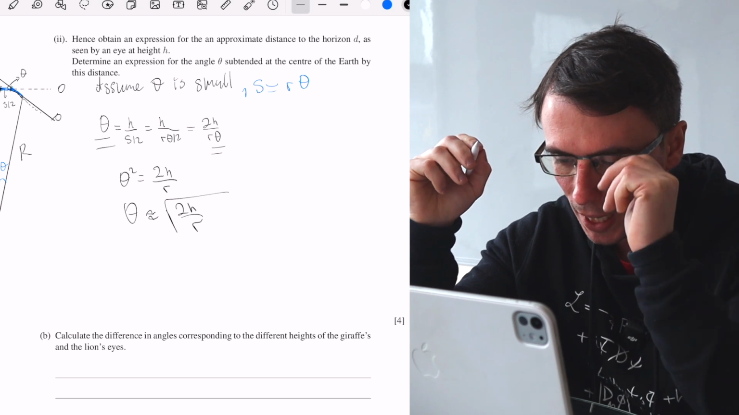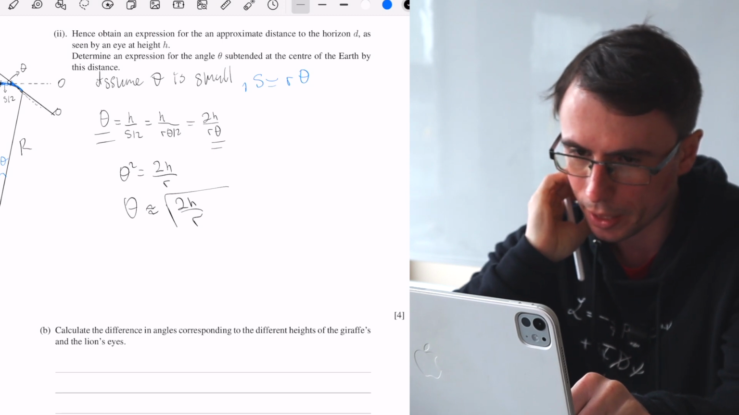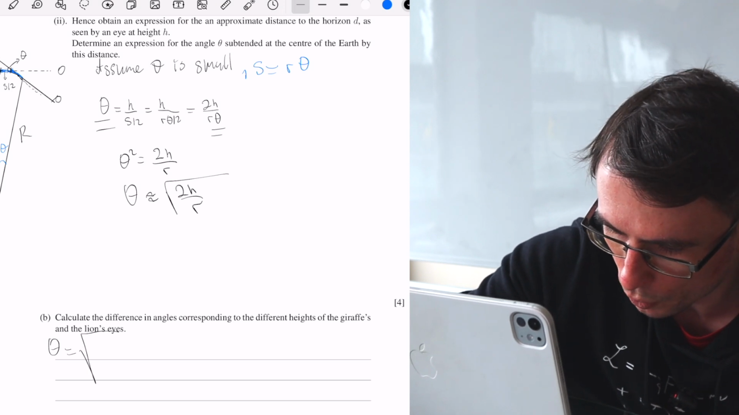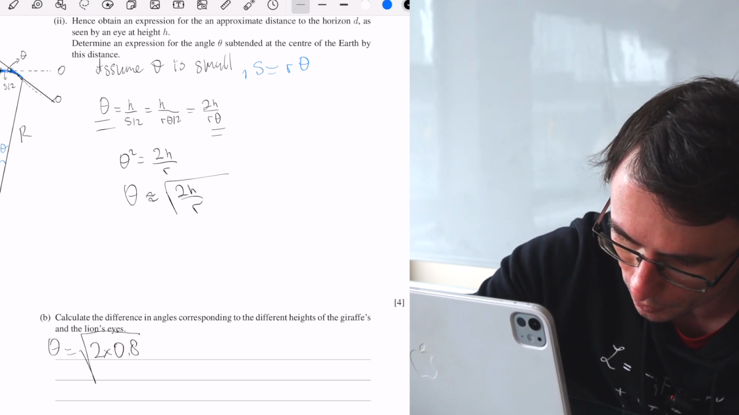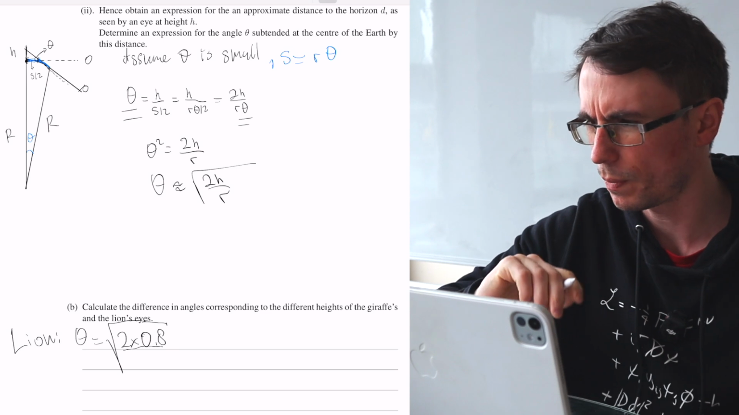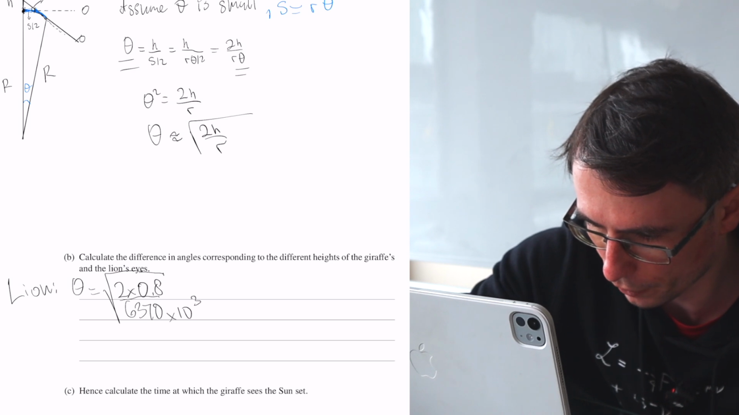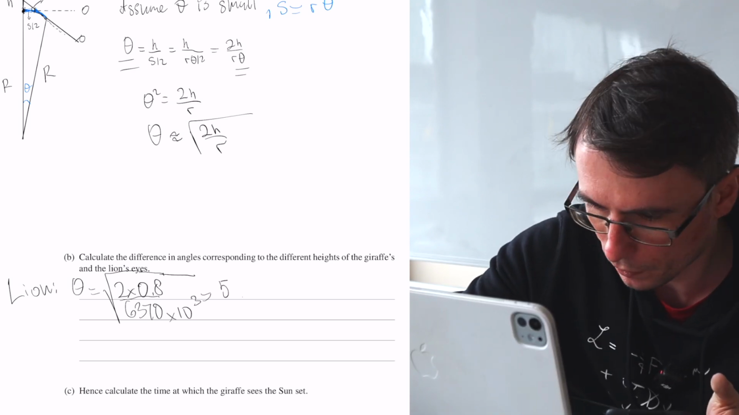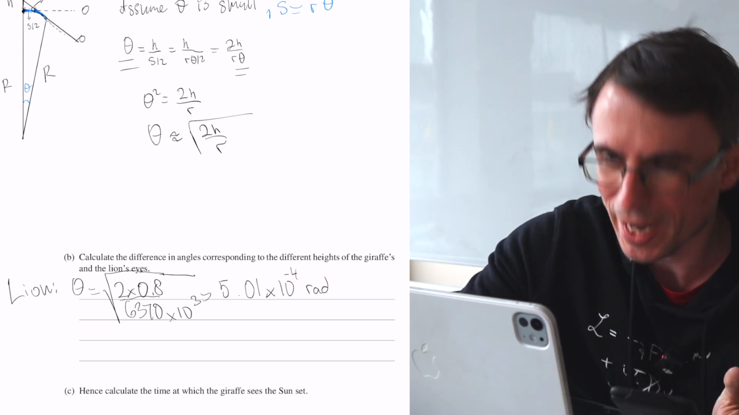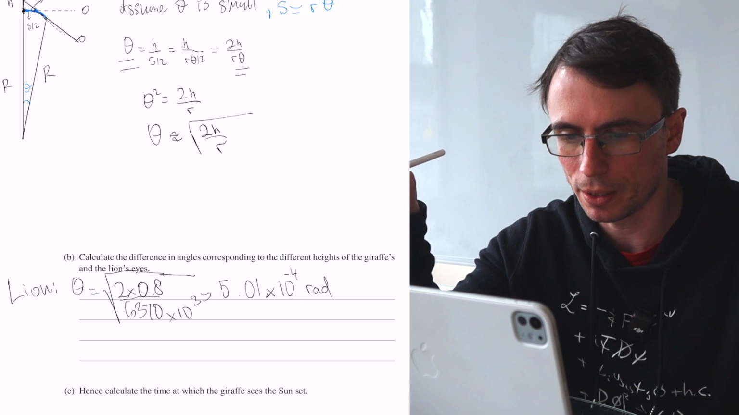Okay, calculate the difference in angles corresponding to the different heights of the giraffe and the lion's eyes. So there's going to be two values. Theta is going to be the square root of 2 times 0.8, this here is for the lion, divided by r, the radius of the Earth, which is hopefully given in the question: 6370 times 10 to the power of 3. And this is around 5.01 times 10 to the power of minus 4 radian. If we are using s equals r theta, we're automatically in radian mode.